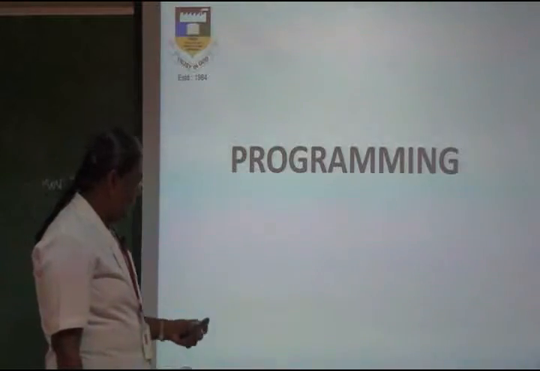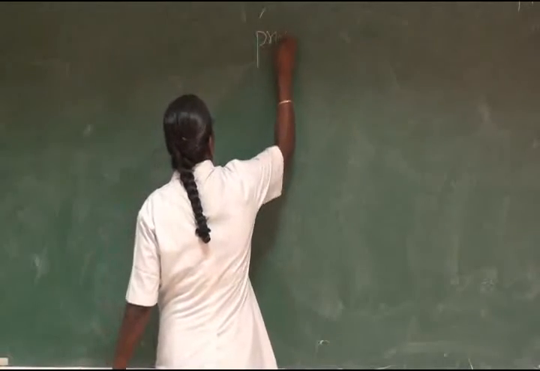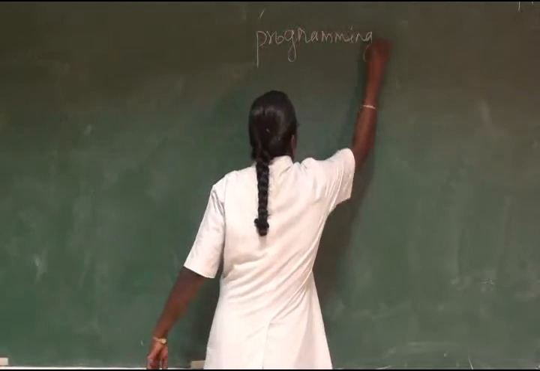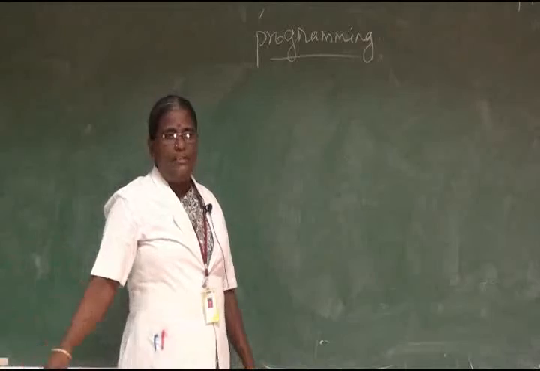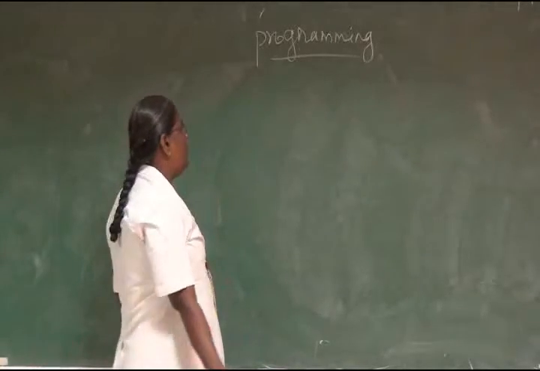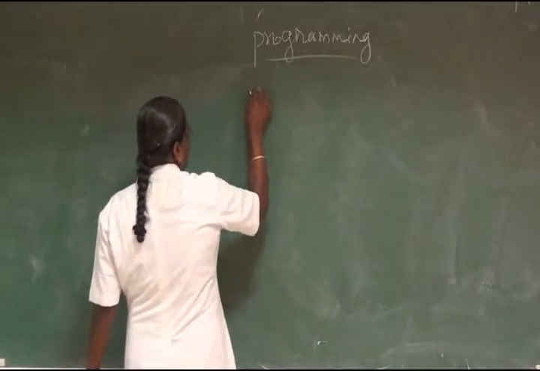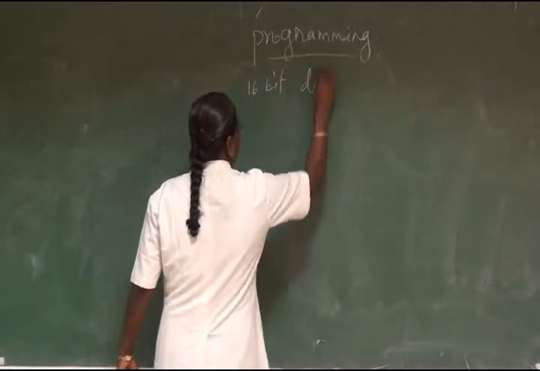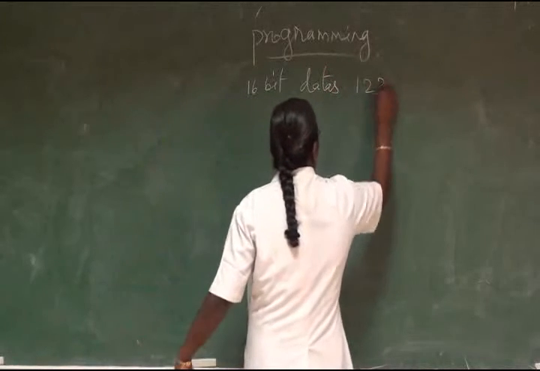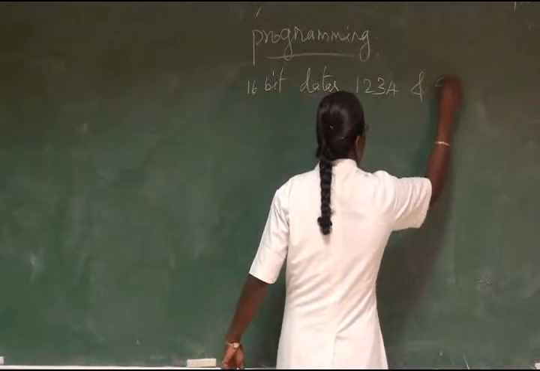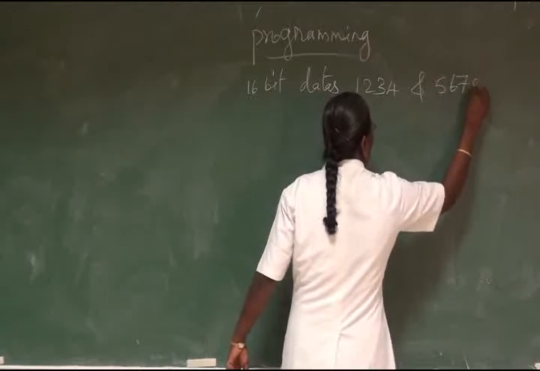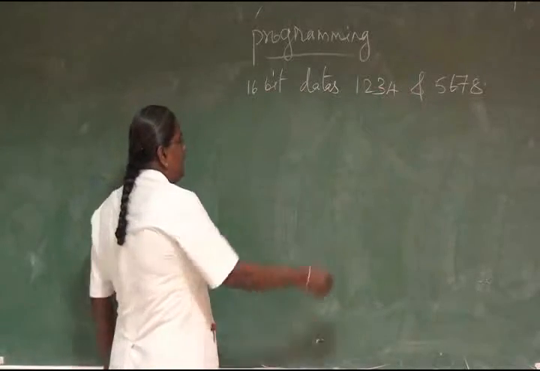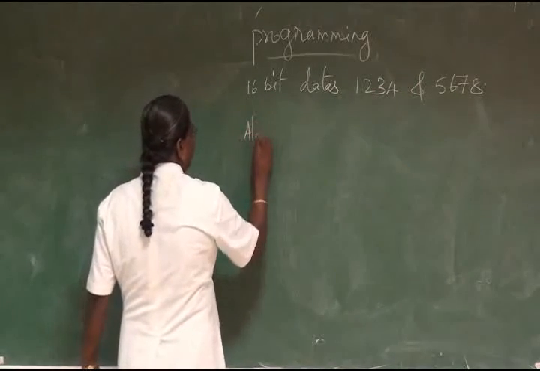Then we will go for the programming. Programming with 8086. For the programming part, first we have to define the problem. Suppose we are going to add two 16-bit data, 1234 and 5678, and then the result would be stored. Then we have to go for the algorithm.